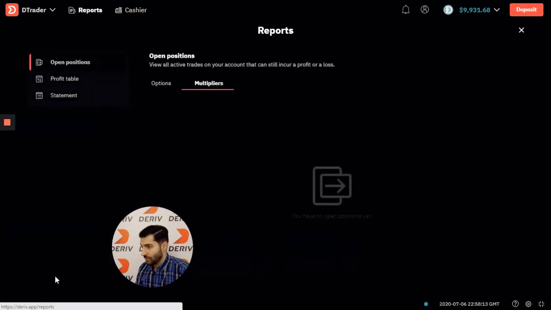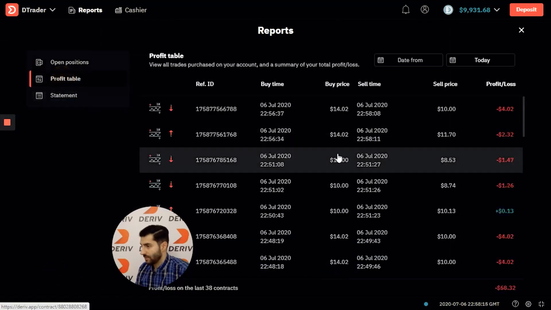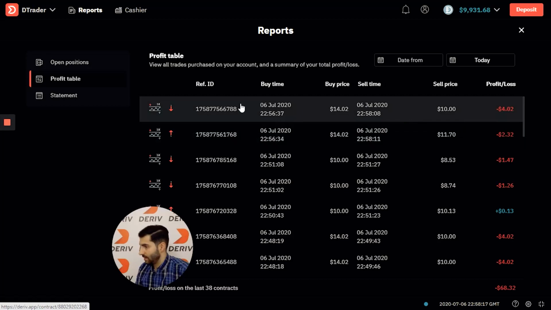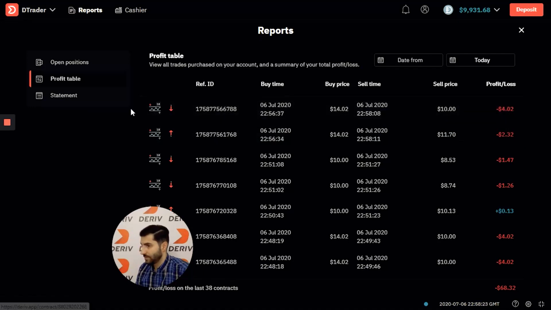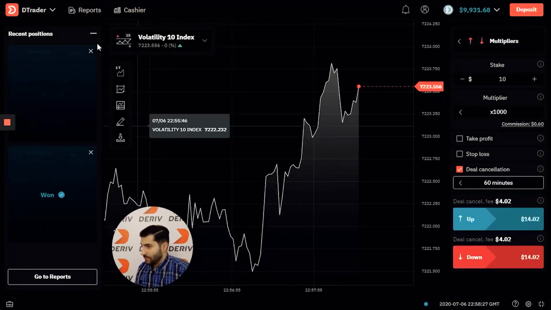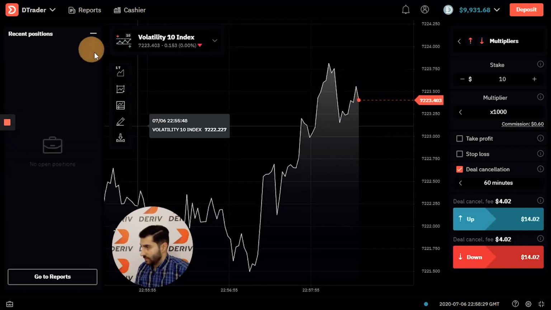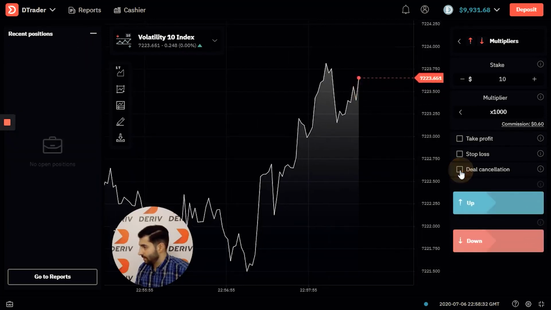I'm going to go to reports, and we look at profit table, and over here we can see the exact result of all the contracts that I purchased, those two most recent ones being the top two here. Going back to the platform, we'll just clear up things over here for us, keep it tidy.